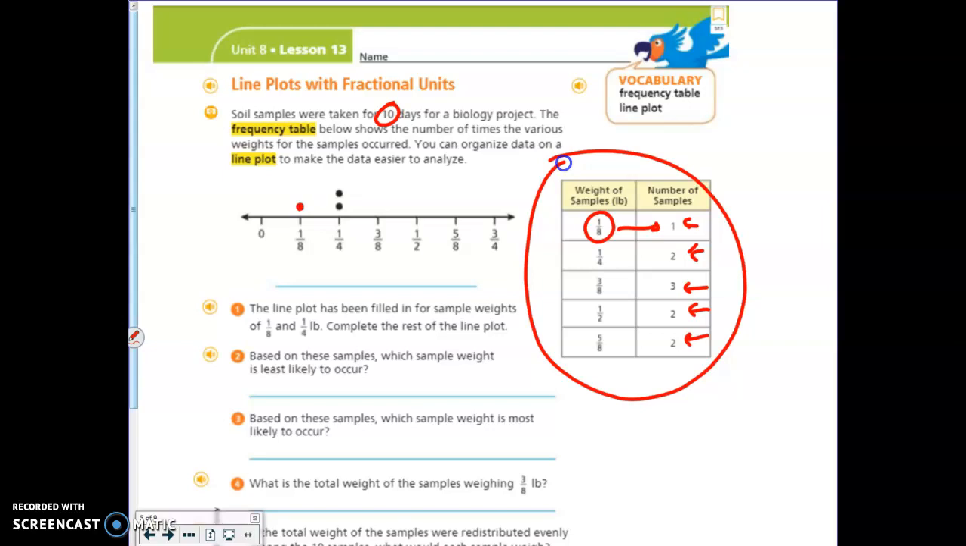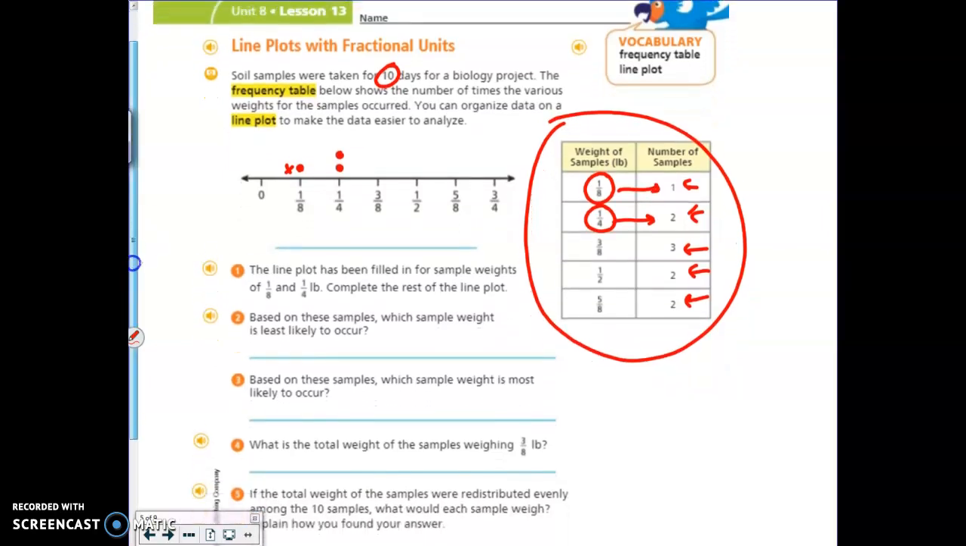I have also seen line plots, guys, that have used X's or other images in place of just regular dots, just to make that a little bit easier to determine how many, or keep the line straight, or whatever you want to do. But that is one way we can represent those number of samples. So then we take a look at the second one they've completed here, and we can see that for 1/4 they found two samples that were at the 1/4 of a pound weight.